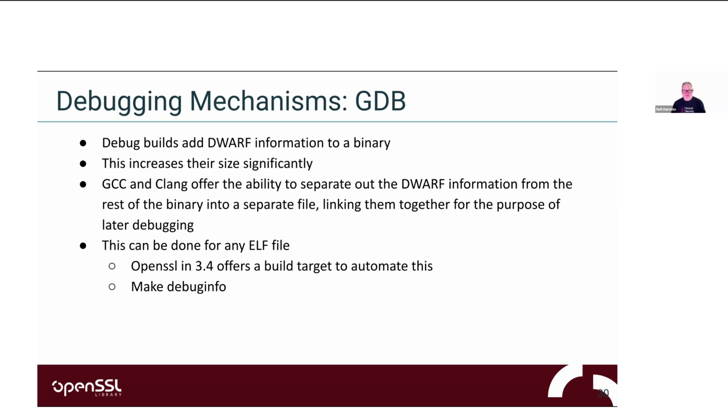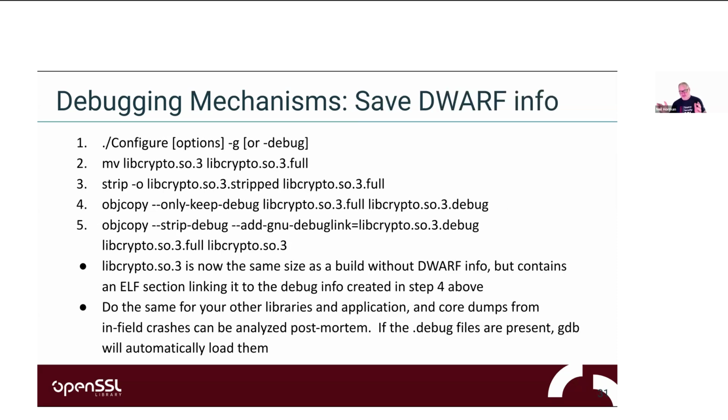You can do this for any ELF file, and OpenSSL contains a mechanism, very recently added, to allow you to do this separation of DWARF information from production build data. The target is make debug info. That works reasonably well, and it does the following things here. I know this is a bit of an eye chart, but this is a breakdown of how to do this for libcrypto, or your OpenSSL libraries, or any library or application in general.